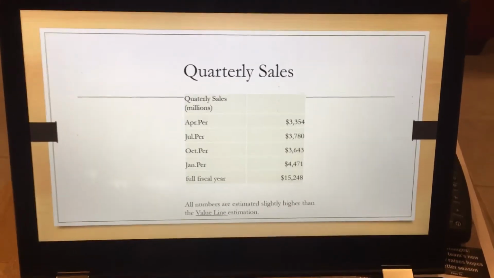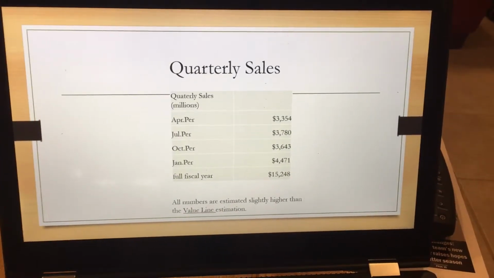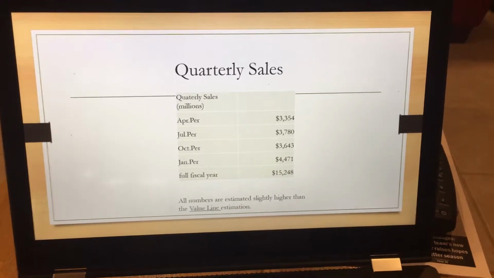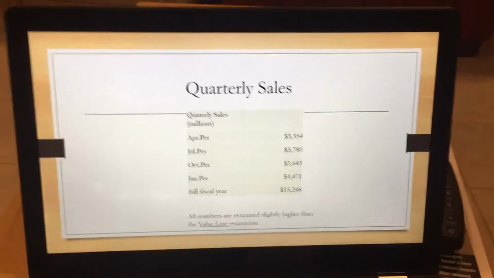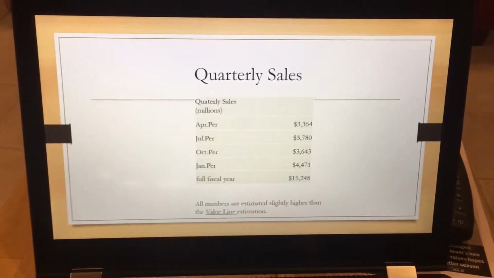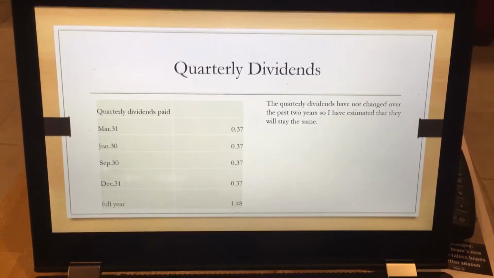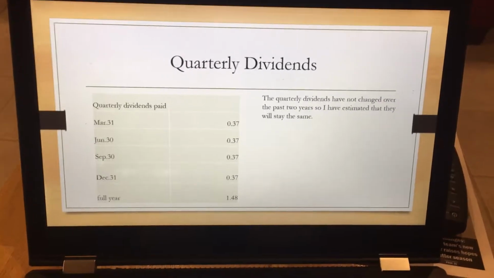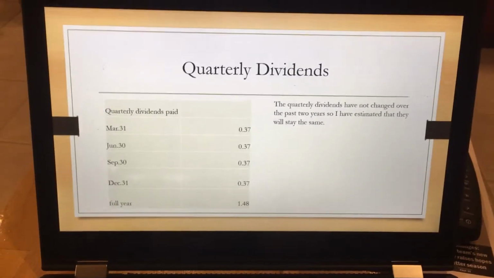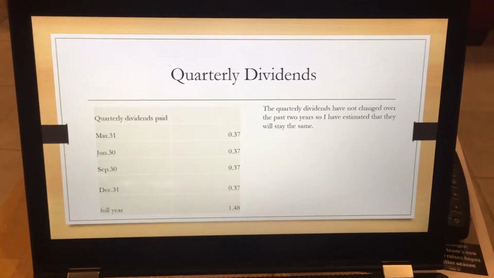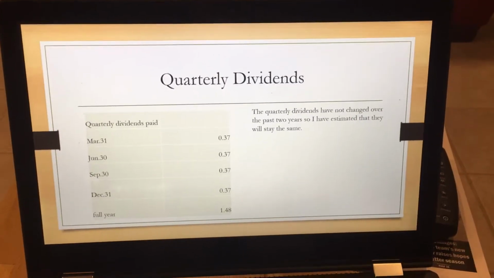These are their quarterly sales that I've analyzed and estimated. I estimated these slightly higher than the Value Line estimation in April, just because Nordstrom is constantly growing at a slow pace, but still growing. Here are the quarterly dividends of 0.37 for the next few quarters. I kept these the same as the April Value Line, because they were the same for the past 2 years, and there isn't too much change happening with Nordstrom, so I wouldn't expect the dividends to change.